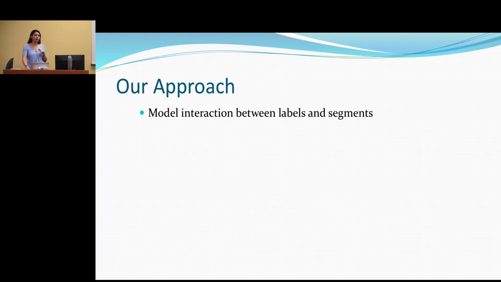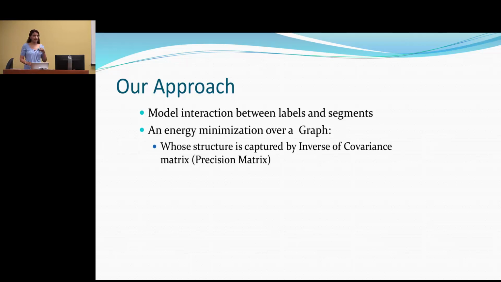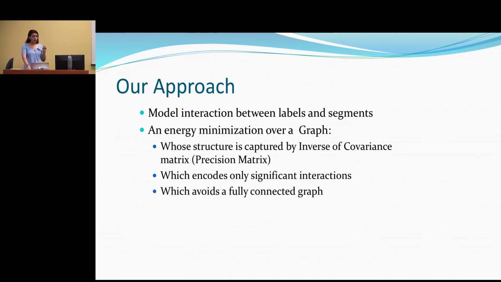So in our approach, we want to model interaction between labels as well as segments. For this, we have an energy minimization over a graph, where the structure of the graph is captured automatically using the inverse of the covariance matrix, called the precision matrix or concentration matrix. So we encode only significant interaction and we avoid fully connected, but still it's beyond only local connection or just spatial connection. So we use local and global information.